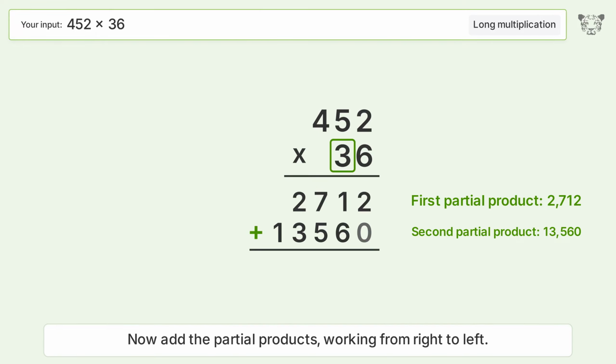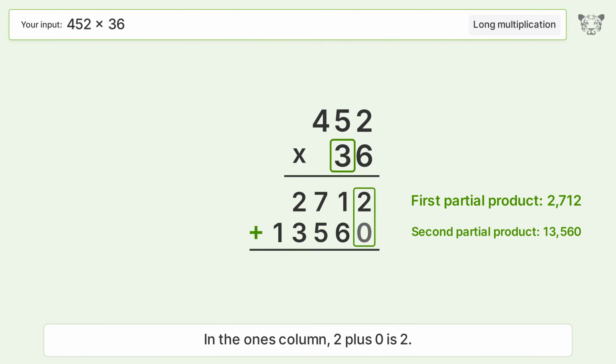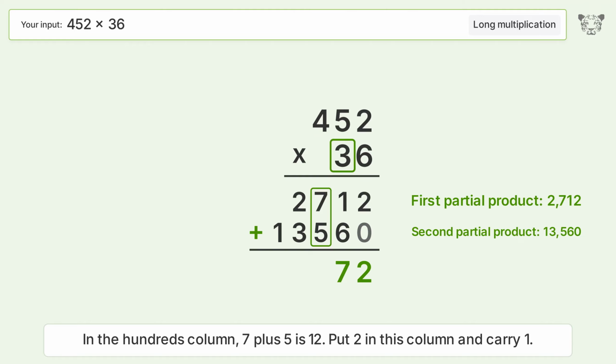Now add the partial products, working from right to left. In the ones column, 2 plus 0 is 2. In the tens column, 1 plus 6 is 7. In the hundreds column, 7 plus 5 is 12. Put 2 in this column and carry 1.